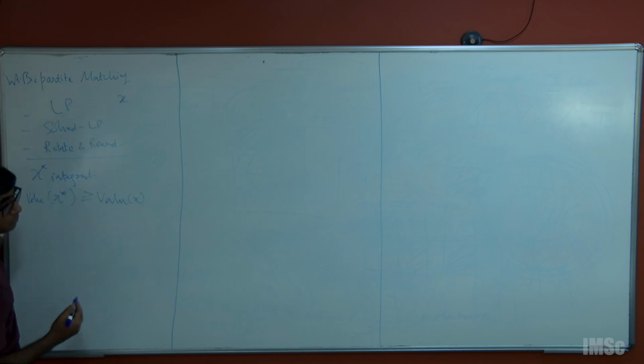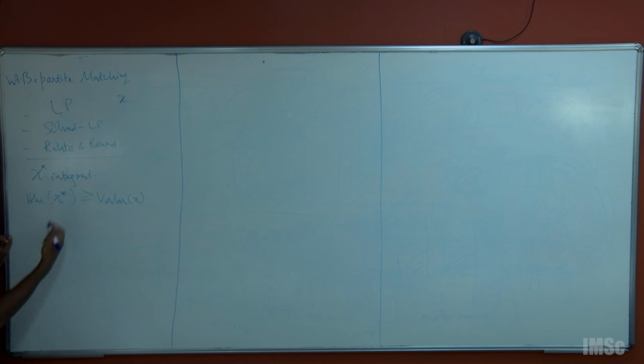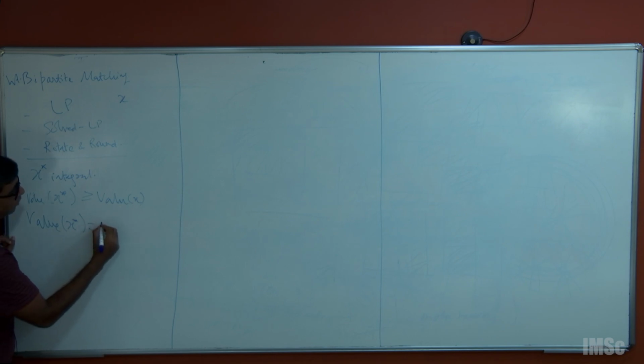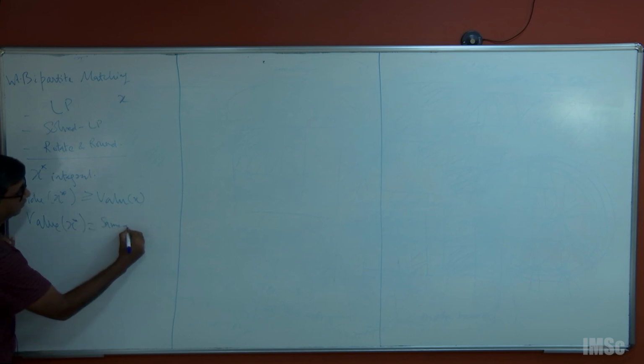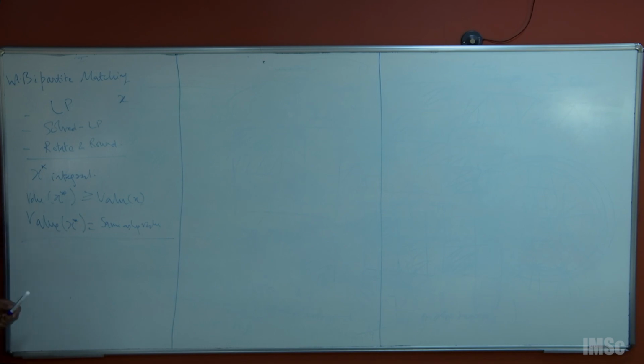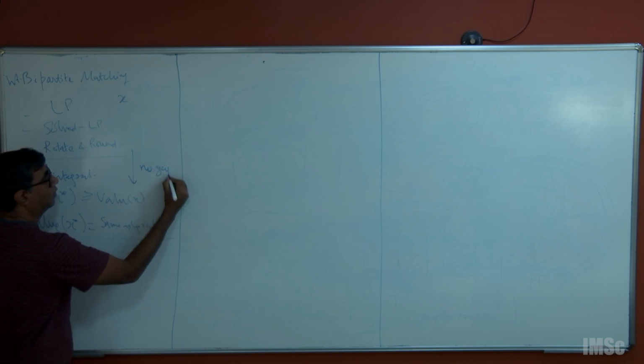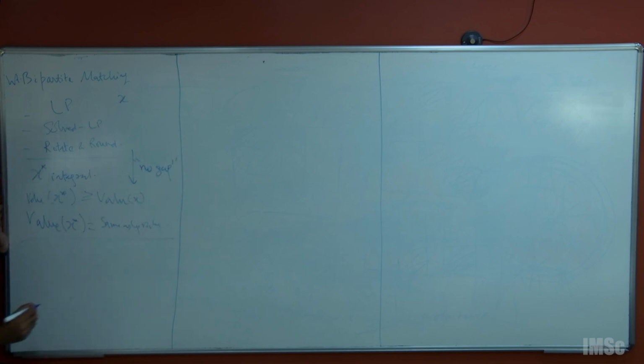Because the LP provides an upper bound on opt, what we saw is that the value of x star is the same as the LP value, right? So basically what happened is that when we rotated and rounded, there was no gap. You understand, right?